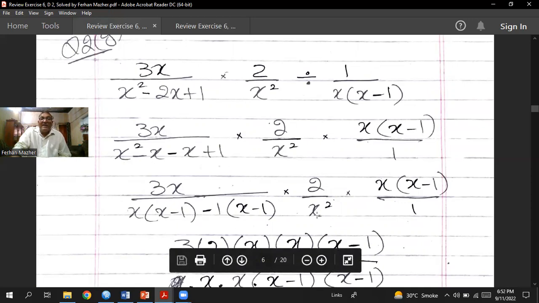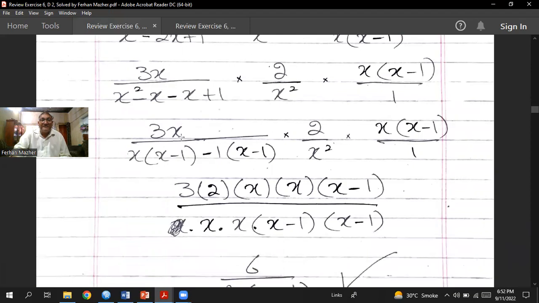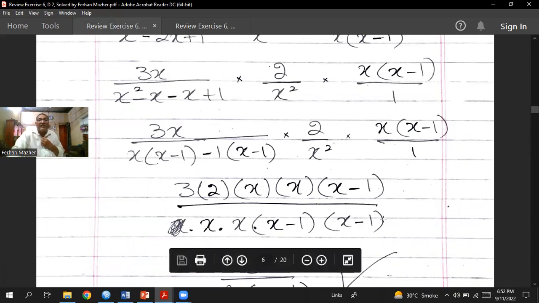Okay. Here you will have 2 by x square. And when you convert this divide sign into multiply sign, the fraction after the divide sign will reciprocate. So you will have x bracket x minus 1 upstairs, and downstairs you will have 1. So here you will have 3x divided by x into x minus 1 into x minus 1, multiply 2 by x square, multiply x into x minus 1 divided by 1. So it will be 3x. So x minus 1 bracket is common. So take it common. So in the other bracket, you will also have x minus 1.